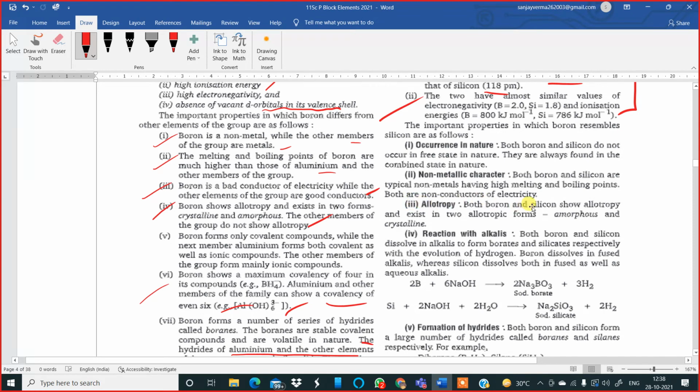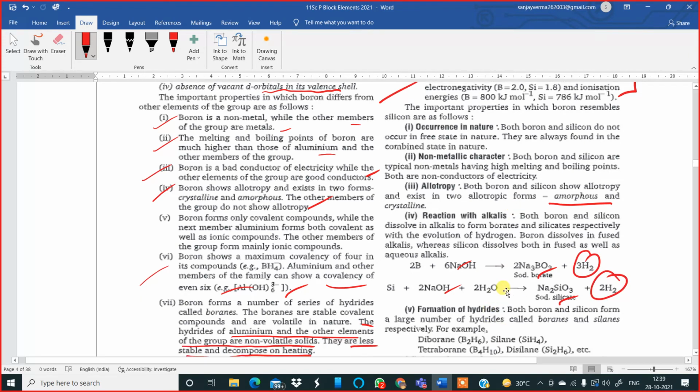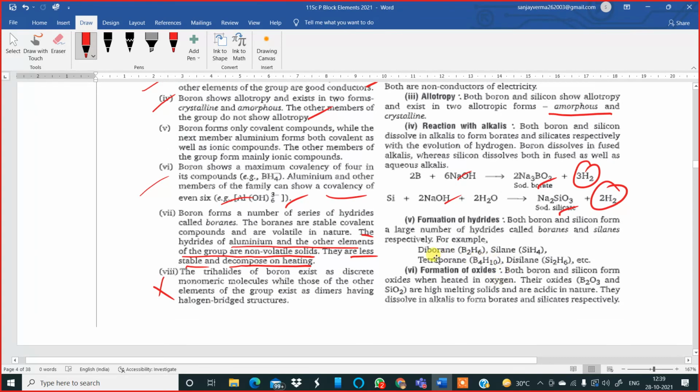Allotropy: both boron and silicon exist in two allotropic forms. So remember the allotropic forms: one is the amorphous form, and another one is the crystalline form. Then reaction with alkalis: they react with alkalis to give borates and silicates and liberate hydrogen gas. They will combine with hydrogen to form similar hydrides, like boron with hydrogen it forms diborane, silicon with hydrogen it forms silane. Okay, tetraborane is possible, disilane is also possible.